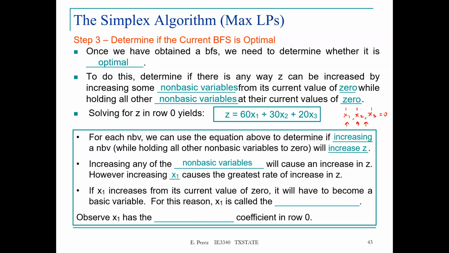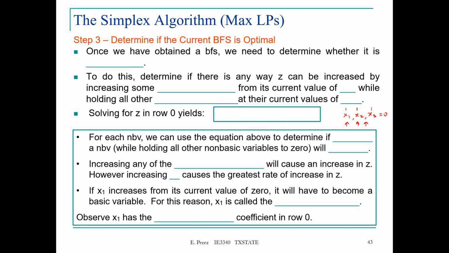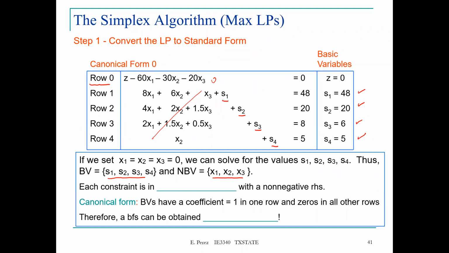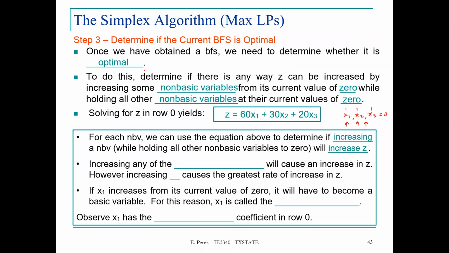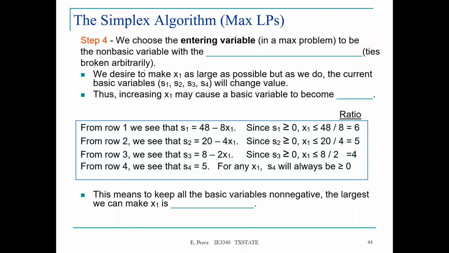So if we go back to the table, this is what I'm referring to. If you look at row 0, x1 has the most negative coefficient when compared to x2 and x3. So we chose the entering variable in a maximization problem to be the non-basic variable with the most negative coefficient in row 0. If there's a tie, we break the tie arbitrarily.